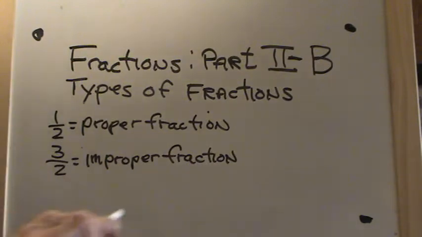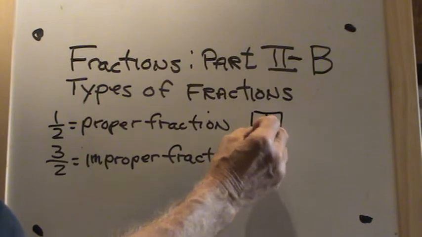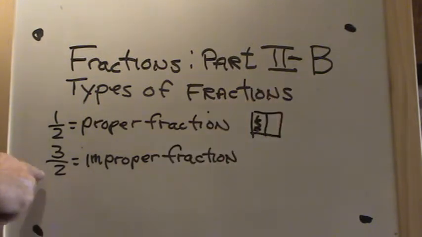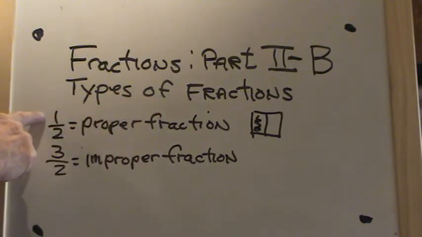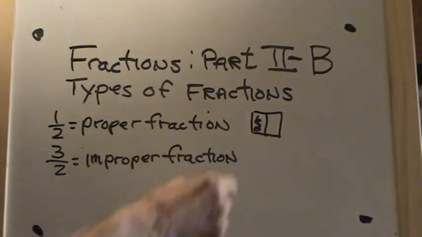If I were to draw this fraction, 1/2, and we've done this 1,000 times, it would look like this. 2 pieces in the whole, we're interested in 1. This fraction is a proper fraction, and a proper fraction is always less than 1 whole.